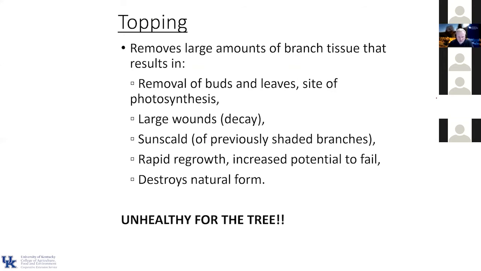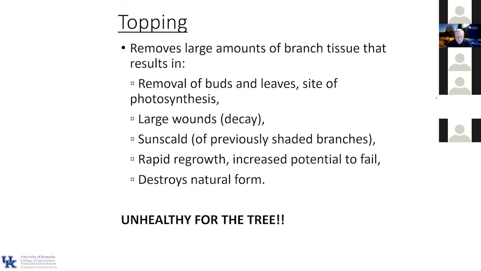When you top a tree, you remove large amounts of branch tissue that really is the energy source for the tree. You've removed leaves. You've shocked the tree. You've created large wounds. Not only that, but I see trees that have been topped. I'll get a call later that year after a tree's been topped and they say, all of my leaves are scorched. What's going on? And those leaves will be down in the tree. Well, what they've done is they've opened up those leaves to sun scald. That's something we don't think about a whole lot.